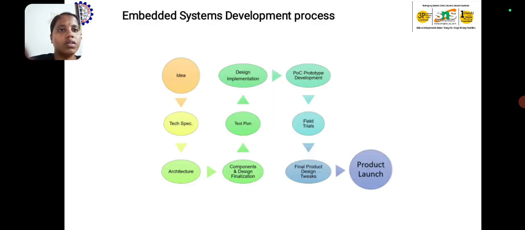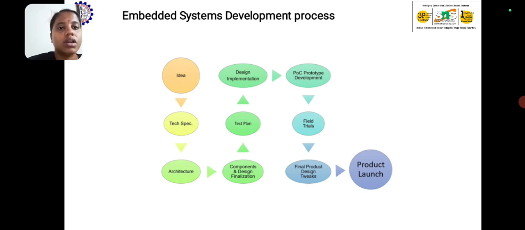Engineering. Today, we are going to see about the embedded system development process. There are nearly 11 stages in which an embedded system can be developed. First one is the idea, where you can get your ideas and decide what project you are going to do.